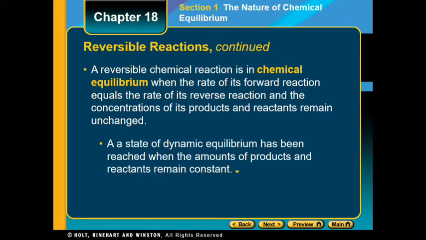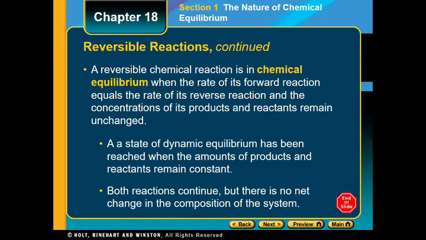So the state of dynamic equilibrium has been reached when the amount of products and reactants remain constant, and both reactions will continue until there is no net change in the composition of the system. So the system can continue to move in the forward and reverse direction to keep making products and in turn keep making reactants to stay in this equilibrium phase.